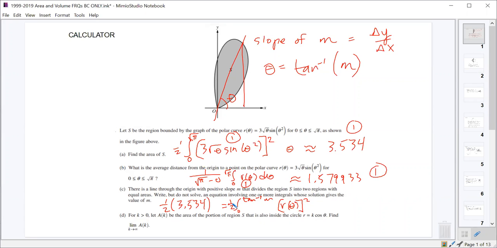Any other questions there on part C? Okay. All right, now for part D, let k be greater than 0, and A of k is the area of the portion of region S that is also inside the circle r equals k cosine theta. And we want to find the limit as k approaches infinity of that area. Well, what do you know about the circle r equals k cosine theta?